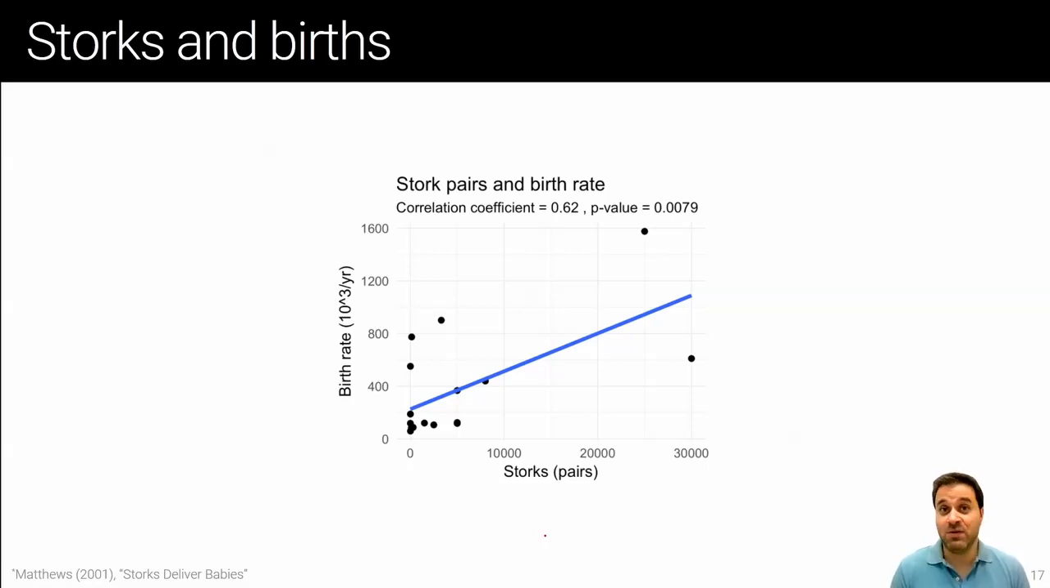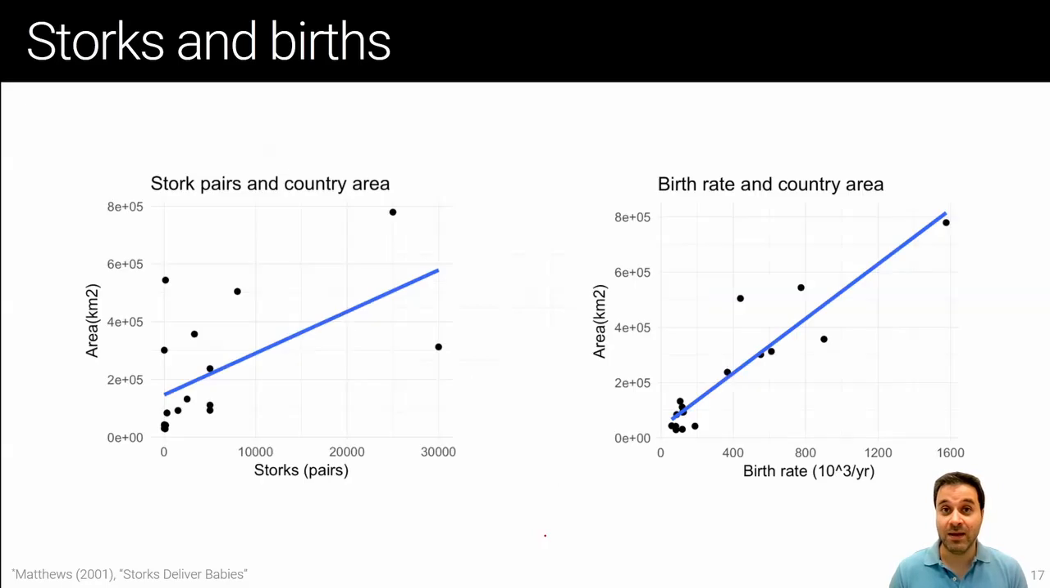But actually it's because of something else. It just happens that in large places, there are more storks, and in large places, there are also more people and therefore more babies. So it's actually this third variable that is making the change in both the birth rate and the number of storks. And it's just the area of the place. So how big the place is.